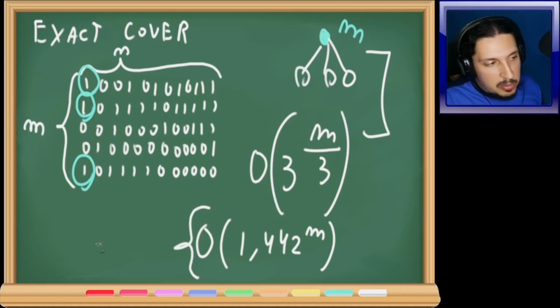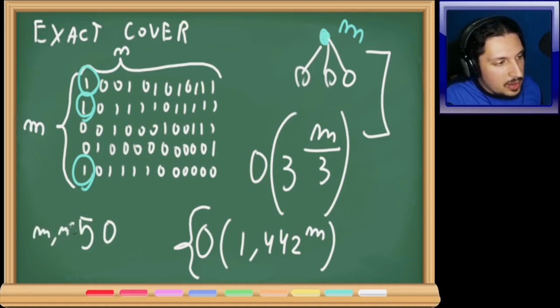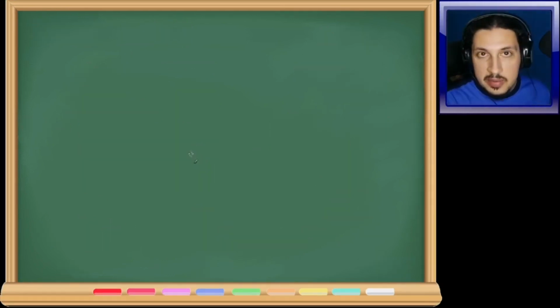This algorithm will probably tackle without too much trouble instances as large as mn up to 50. This should run reasonably fast.